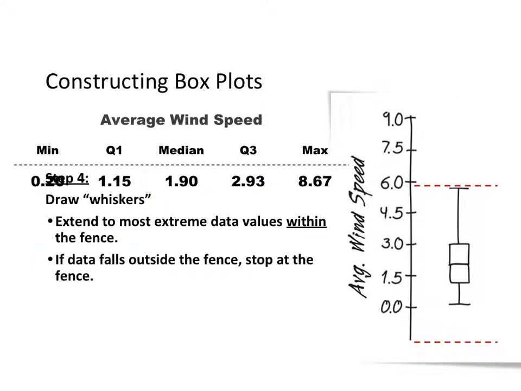The next step is to draw our whiskers. We're going to extend to the most extreme data values within the fence. So if the data falls outside the fence, stop at that fence. So if you recall, our lower fence was negative 1.52. Because our smallest data value was positive 0.2, we just graph it like normal. If you recall, our upper fence was 5.6.